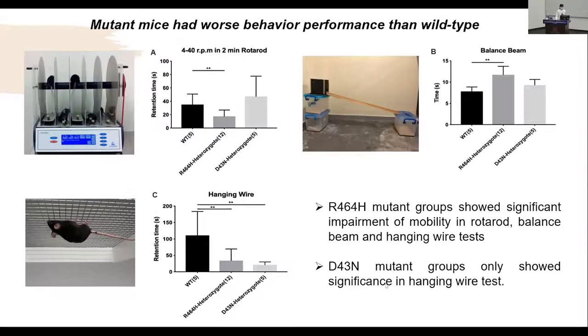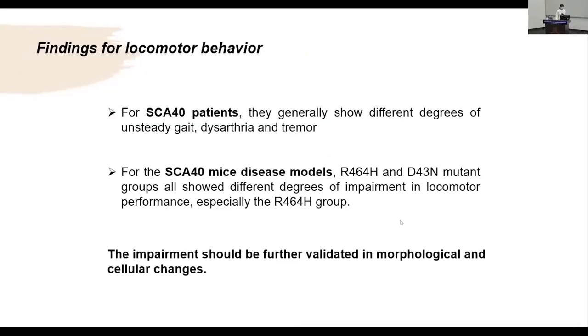For the balance beam test, we let the mice run along a 90 centimeter beam from the lower end to the higher end, and I recorded the time. Results show that the mutant groups took longer to complete the beam, and the R464H group showed significance. For the hanging wire test, we let the mice hang upside down from the wire to observe how long they would last. Results show that R464H and D43N both persisted for a shorter time than the wild type group, and both showed significance.